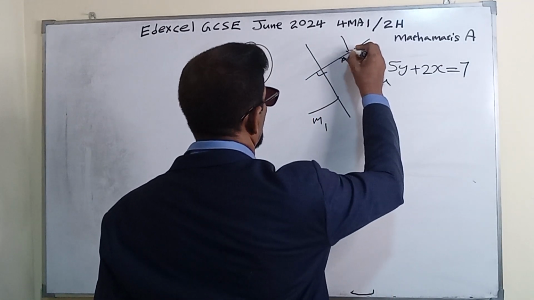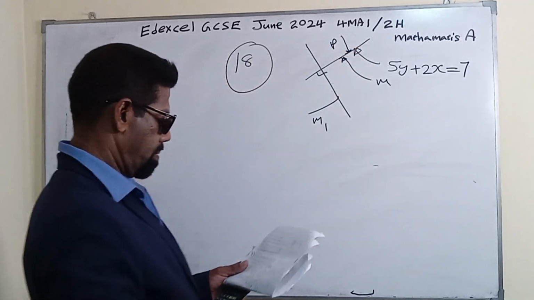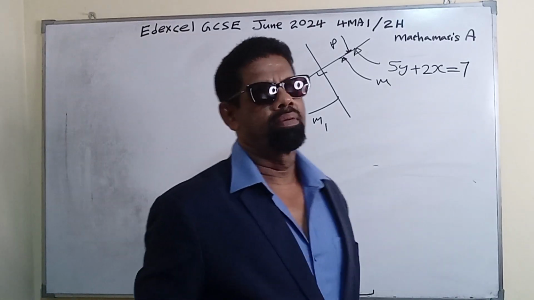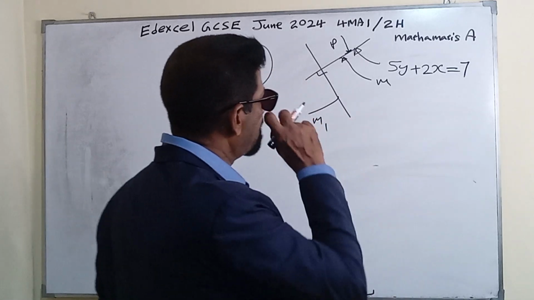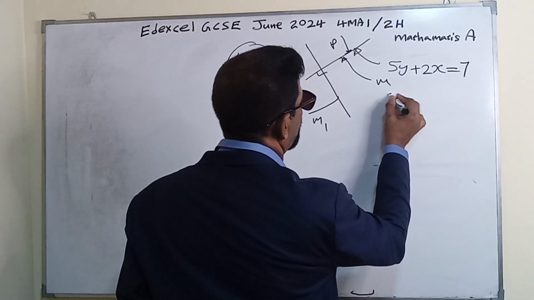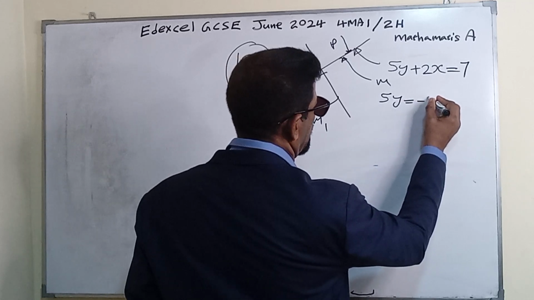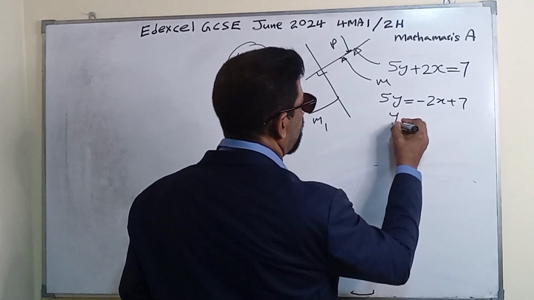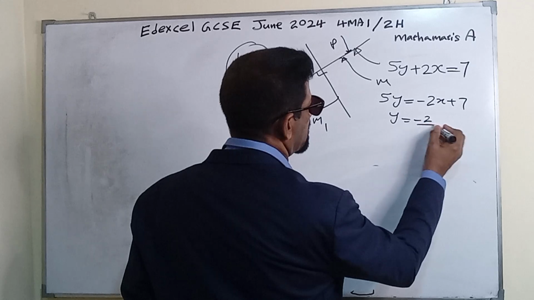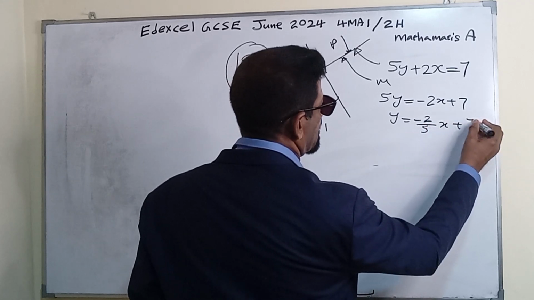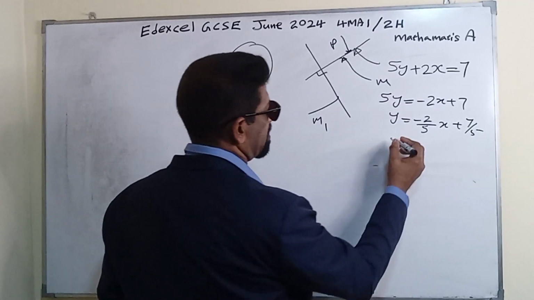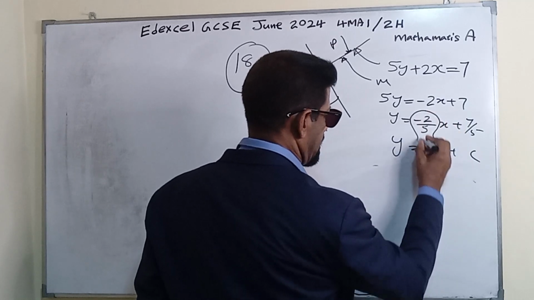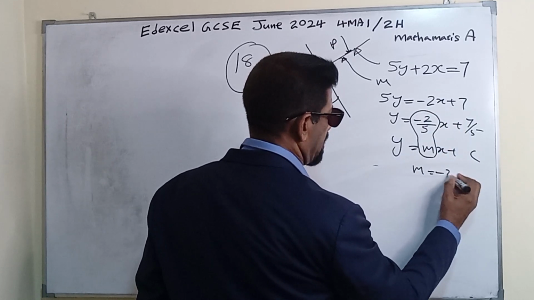How to do this? We know the straight line equation is y equals mx plus c. First we arrange that line in the form y equals mx plus c. 5y equals minus 2x plus 7. Divide both sides by 5: y equals minus 2 over 5 x plus 7 over 5. So that line's gradient is minus 2 over 5.